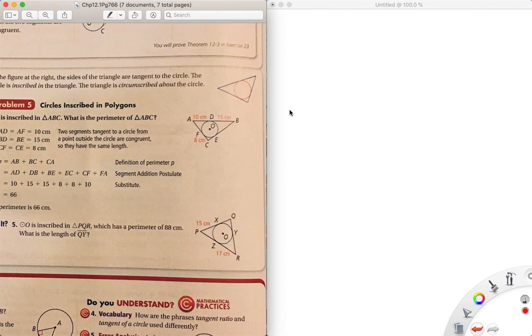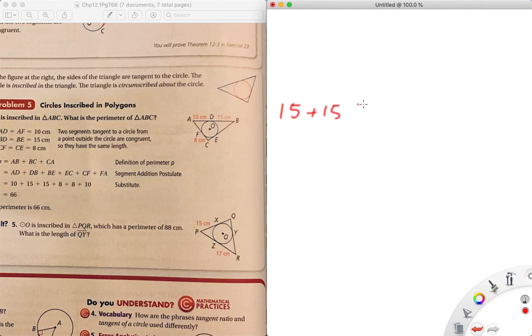They gave me that the perimeter is 88, so I can say 15 plus 15 plus 17 plus 17 plus x is equal to 88. Again, if PX is 15, then I know that PZ is also 15 because they're both tangent to the same point at P. If ZR is 17, then I know that YR is also 17 because they're both tangent to the same point. If I know that QY is x, then I know that QX is also x because they're both tangent to the same point. And if I add all of those things up, that gives me the perimeter.